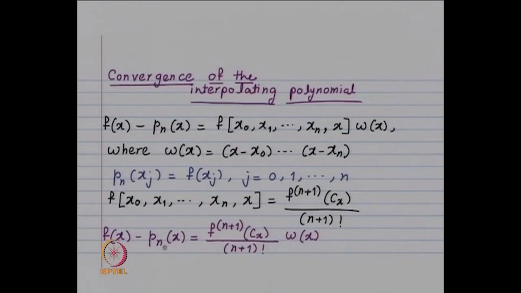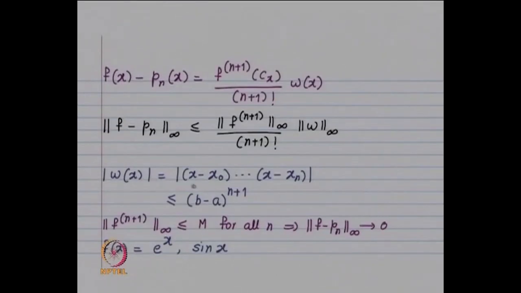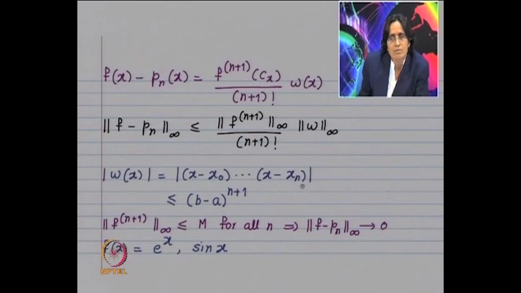So, norm of f minus p_n will be less than or equal to norm of f^(n+1) divided by (n plus 1) factorial into norm of w. w is given by (x minus x_0) up to (x minus x_n). x varies over the interval [a, b], and x_0, x_1, ..., x_n are also in the interval [a, b]. So, x minus x_j will be at the most b minus a and hence modulus of w(x) will be less than or equal to (b minus a) raised to n plus 1. So, look at now the error.